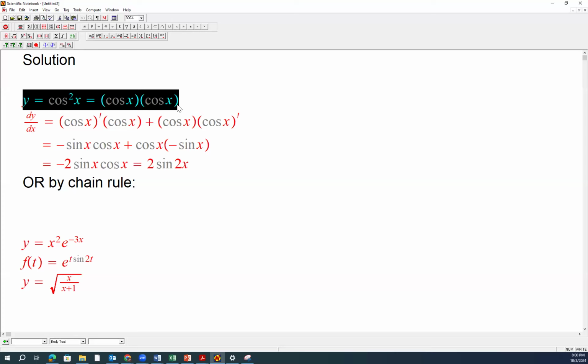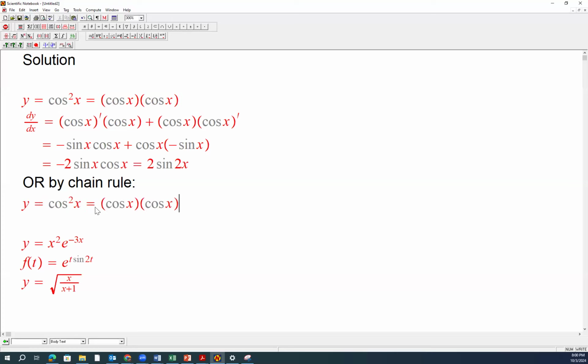If we differentiate by chain rule, we're going to see this as cosine squared x, cosine x being squared. And then when we differentiate, we're differentiating something squared. We'll assume that this is going to be u squared.